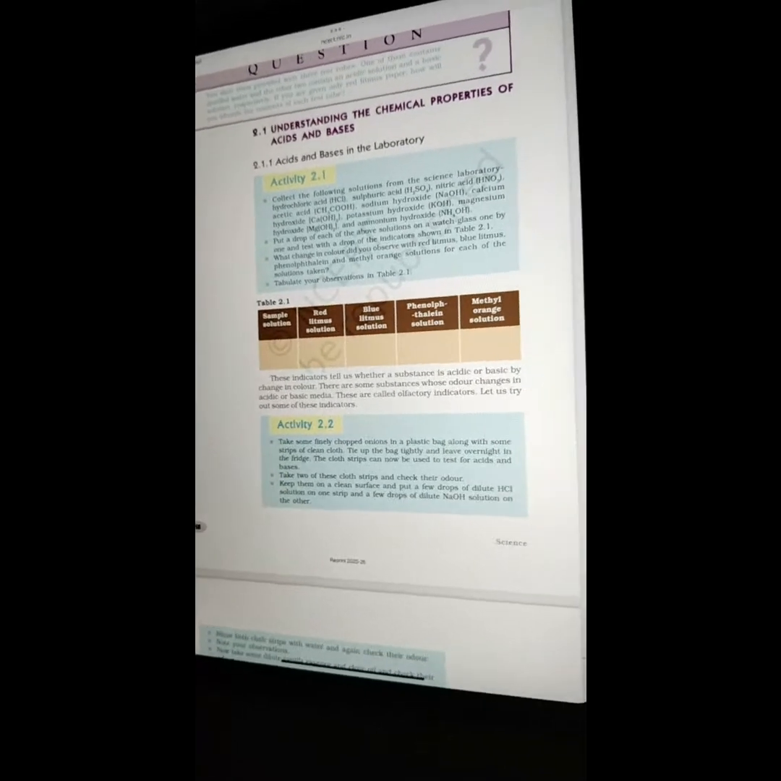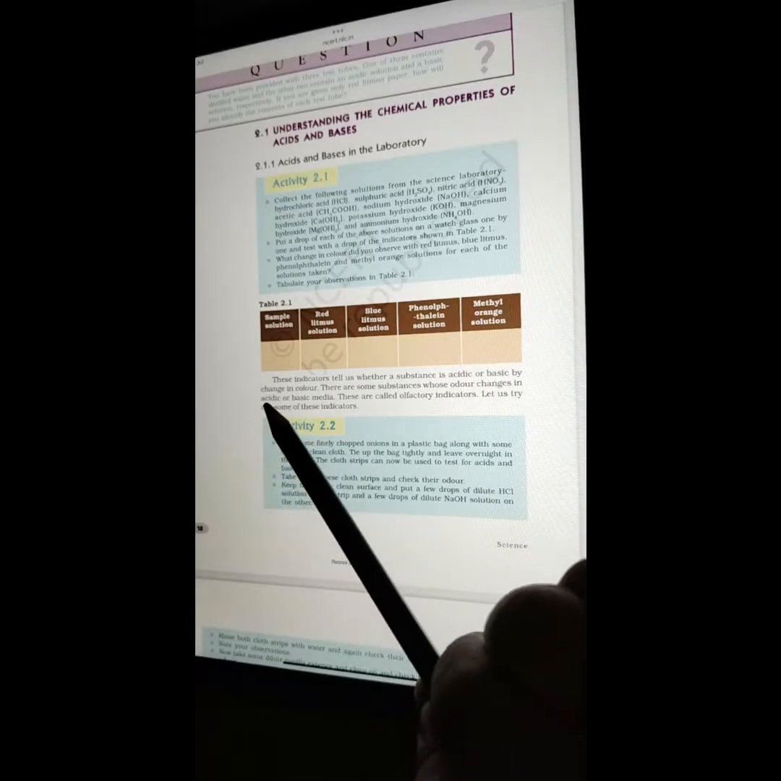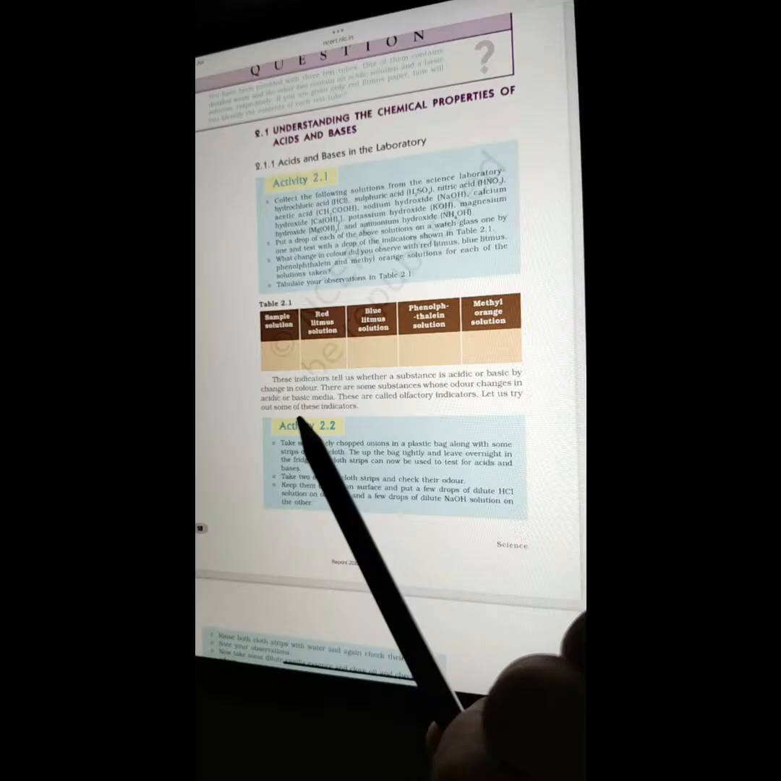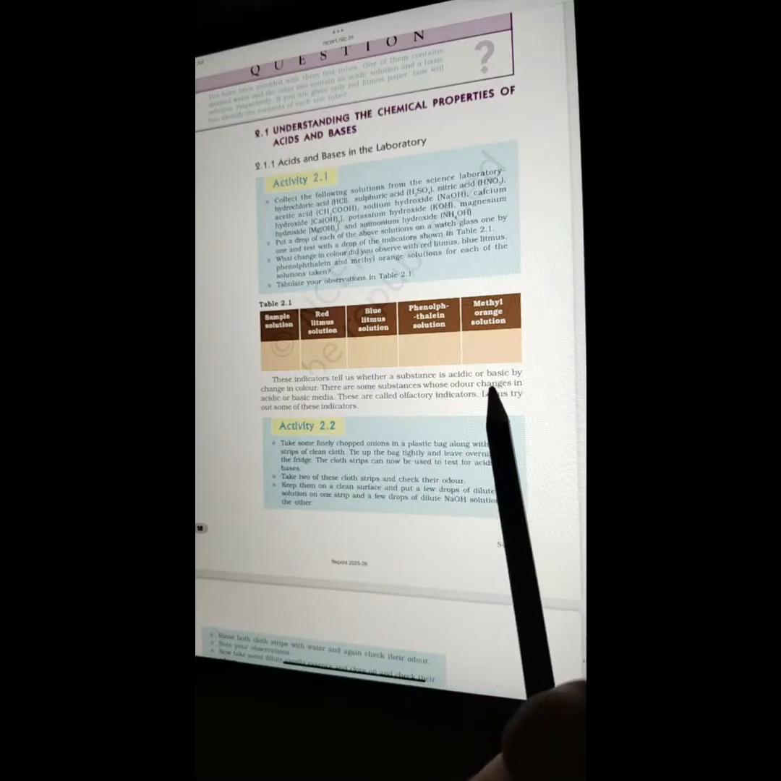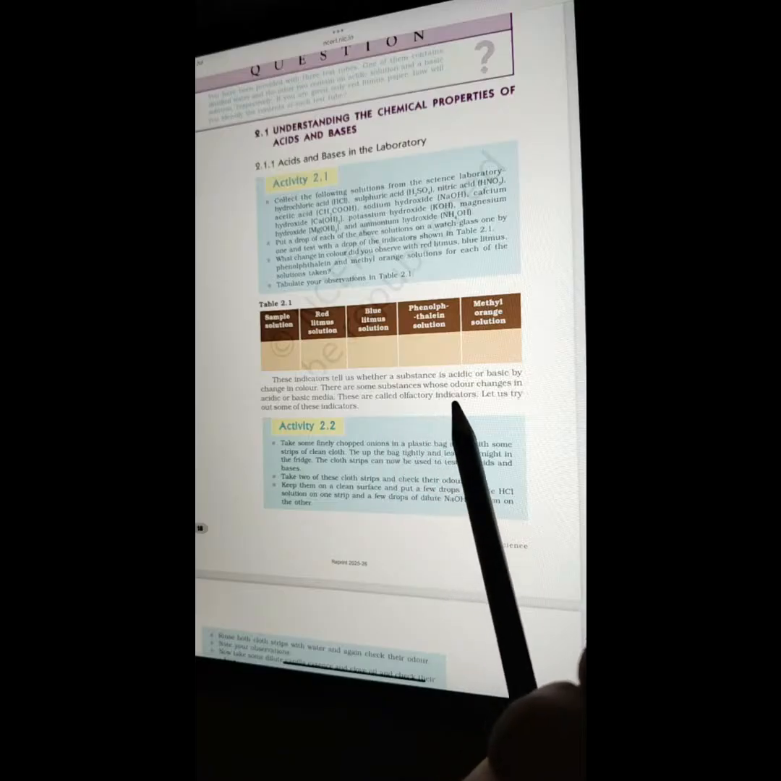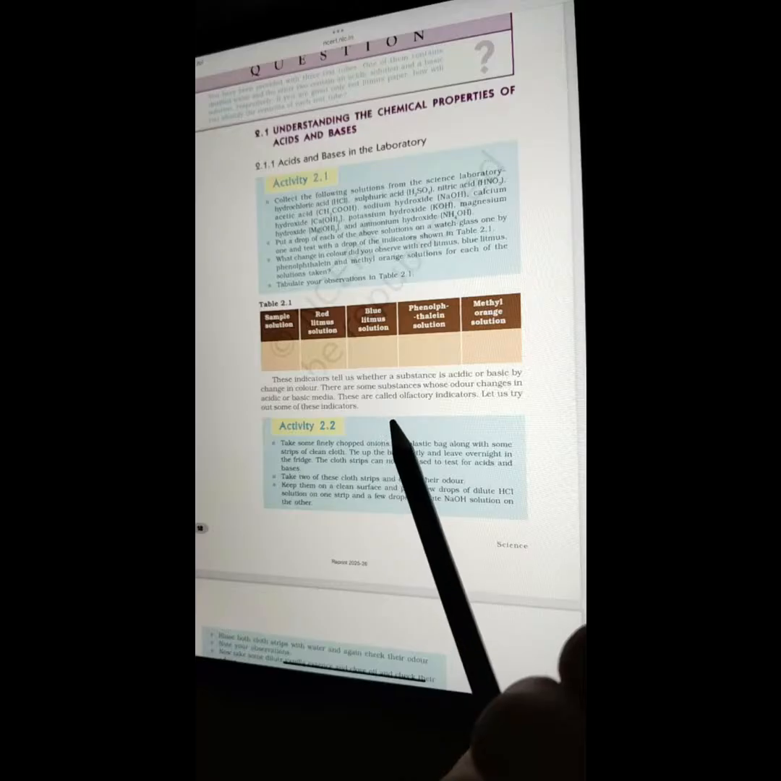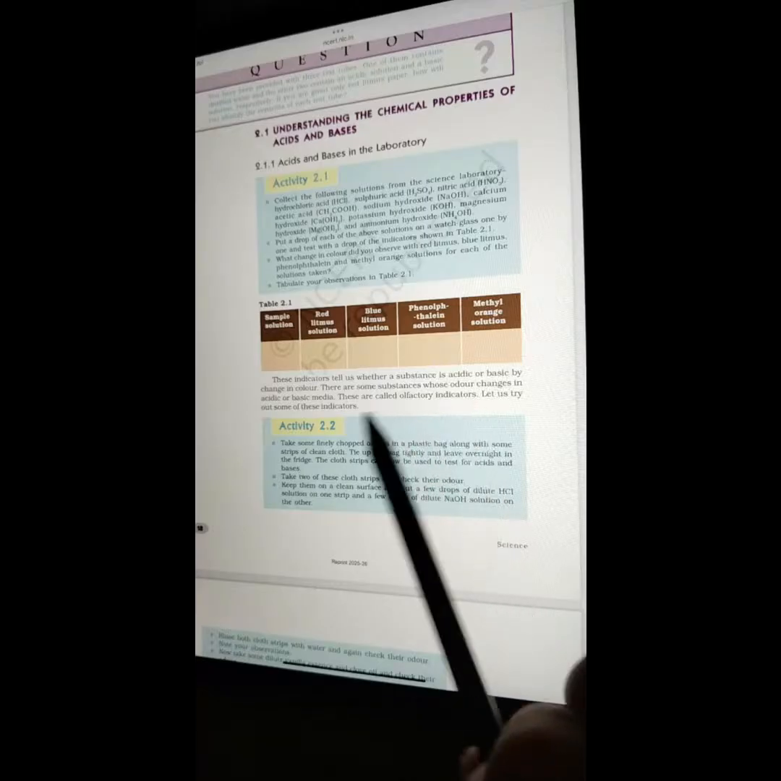Now, beneath the table on the same page itself: these indicators tell us whether a substance is acidic or basic by change in color. There are some substances whose odor changes in acidic or basic media. They are called olfactory indicators. Let us try out some of these indicators.